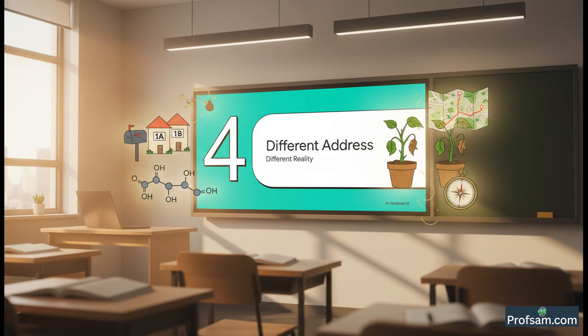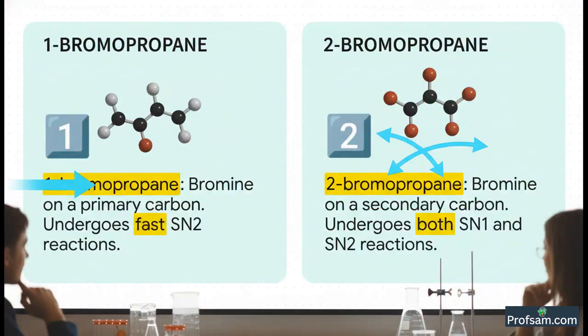Okay, now for something really interesting. You might think, what's the big deal if I write 1- instead of 2-? It's just a small number, right? But in chemistry, that one tiny change in the name, it creates a completely different reality inside the lab. Let me show you what I mean. Look here, we have 1-bromopropane and 2-bromopropane.